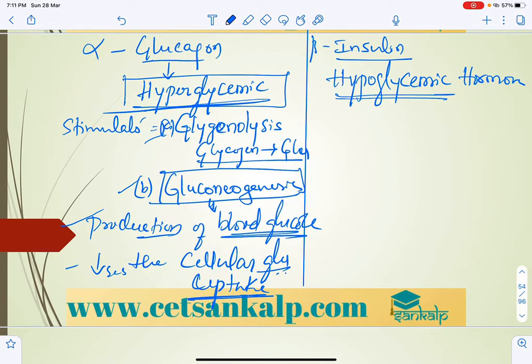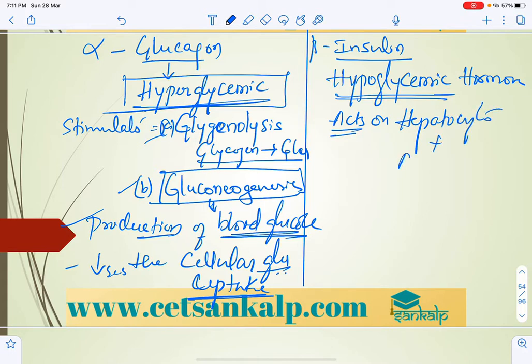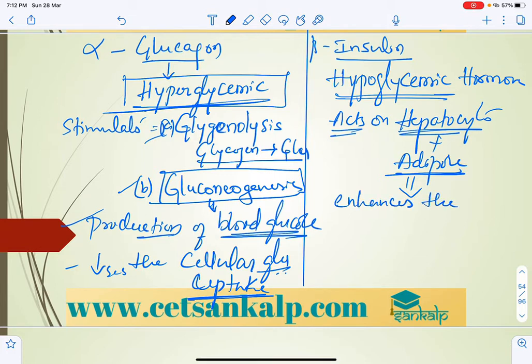Then insulin, which is very, very important, mainly regulates glucose homeostasis. It acts on hepatocytes and adipose tissue, where it enhances the cellular glucose uptake.